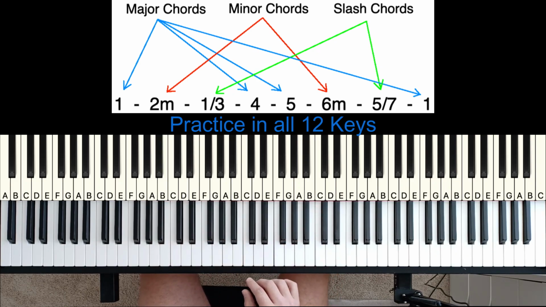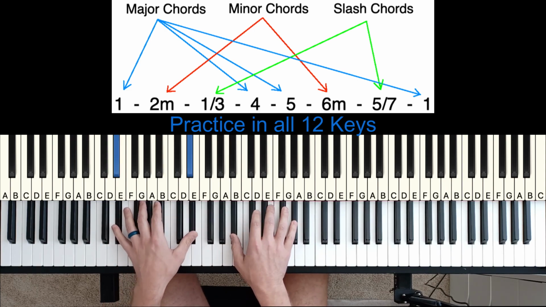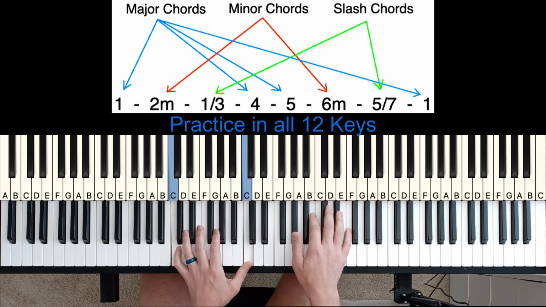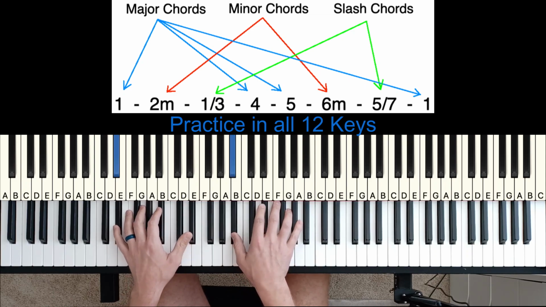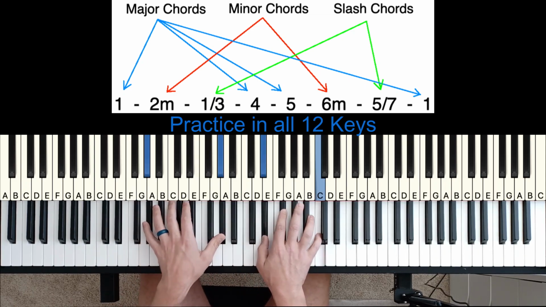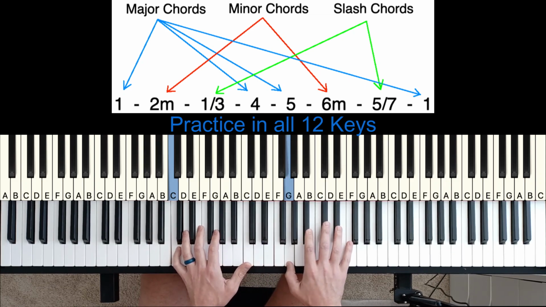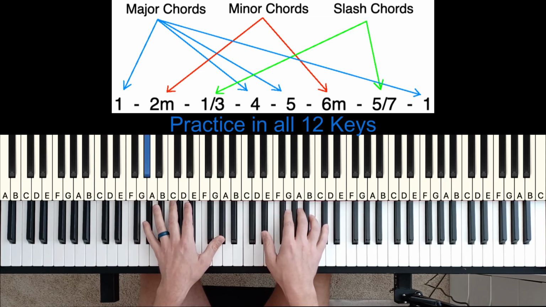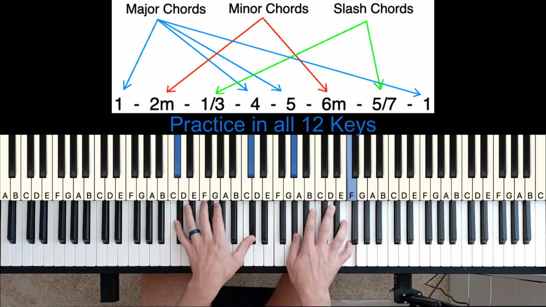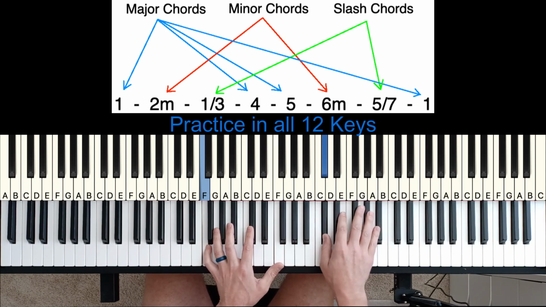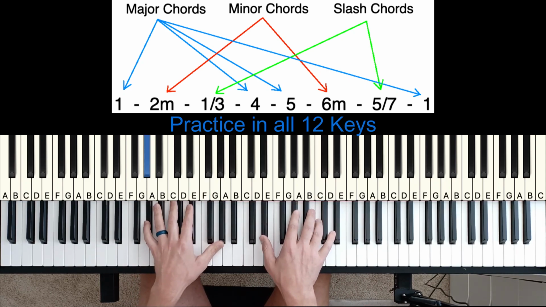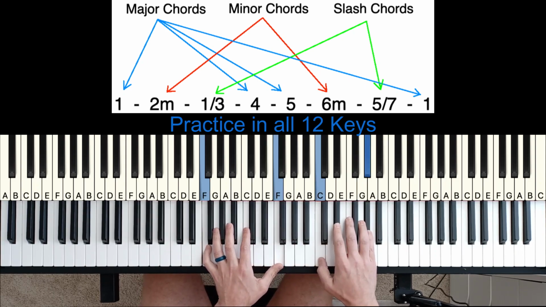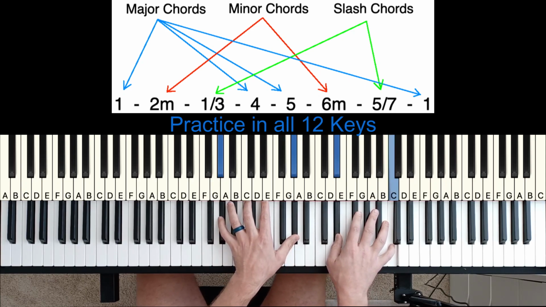Now let's do the sharps and flats. We'll start with C sharp. And then E flat. And then F sharp. Then A flat. And then the last one, B flat. We'll move down here.